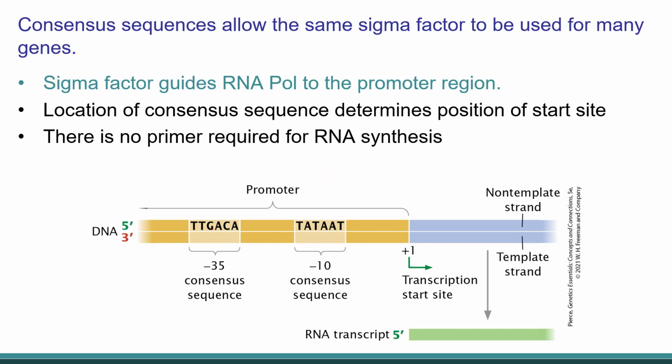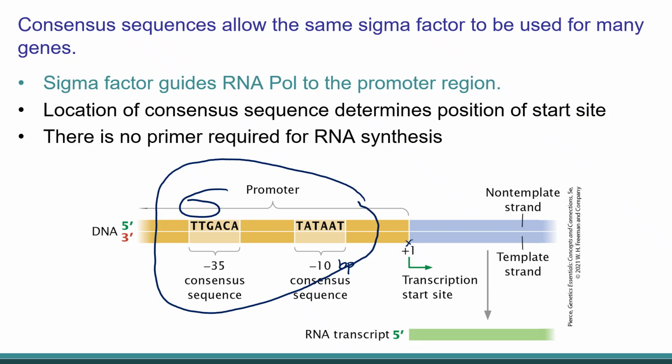So here we have our promoter region with our two consensus sequences, one at -35 and one at -10 base pairs upstream from our transcription start site. The sigma factor is going to act as a guide for RNA polymerase. That sigma factor protein is going to bind at that consensus sequence, and then it's going to guide in RNA polymerase. And then RNA polymerase is going to open up our double-stranded molecule here at the Pribnow box. And then once it is open, it can start transcription at that start site.